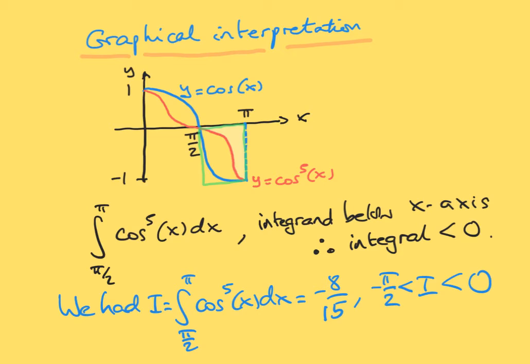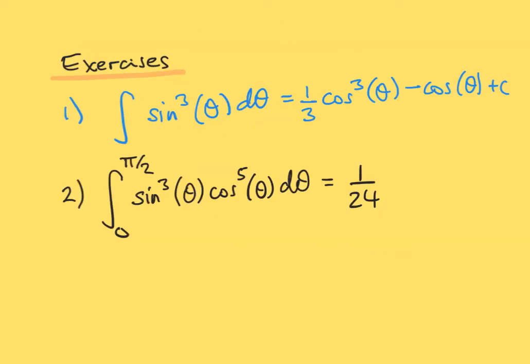Okay, to conclude the video, I'm just going to give you 2 exercises with answers on the next slide. So here are 2 exercises for you to try if you would like to practice this. One of them is to integrate sine cubed theta. Again, you see it's an odd power here, and this is the answer that you should obtain. The other question is a definite integral from 0 to pi over 2 of sine cubed theta times cos to the 5th theta. So both of these functions are raised to odd powers, and the answer you should obtain is 1 over 24.